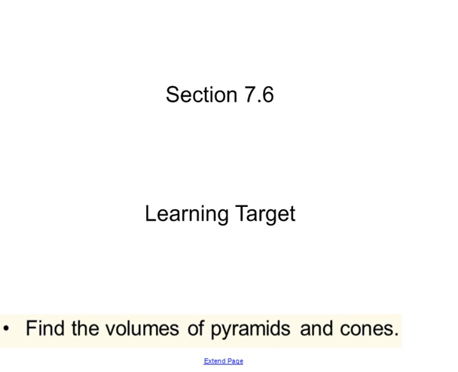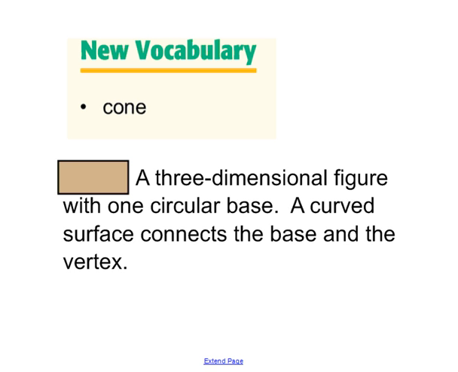Pyramids and cones. Got a term here to define for you. Of course, that's the term cone. So you know what that is. A cone is a three-dimensional figure with one circular base and a curved surface that connects the base and the vertex. So it's almost like a pyramid, except it slopes to one side. Think of something that's shaped kind of like a funnel.